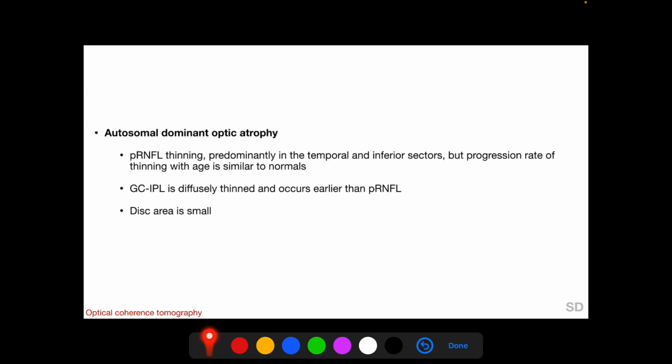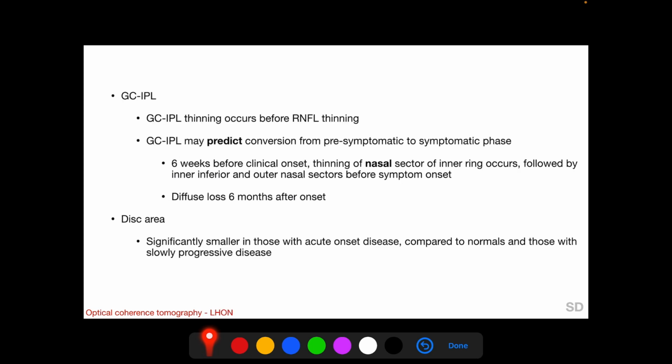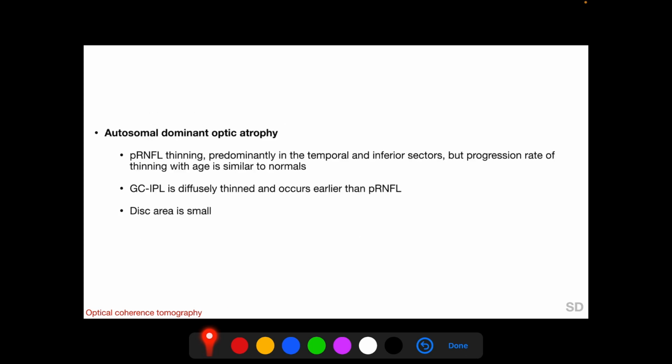Then we have another hereditary form of optic neuropathy called ADOA, or autosomal dominant optic atrophy. So here the PRNFL thinning occurs predominantly in the temporal as well as the inferior sectors, but progression rate of thinning with age is similar to normals. GCIPL is diffusely thin and occurs earlier than PRNFL. Both in LHON and in ADOA, GCIPL thins earlier than PRNFL, and the disc area is also found to be small.